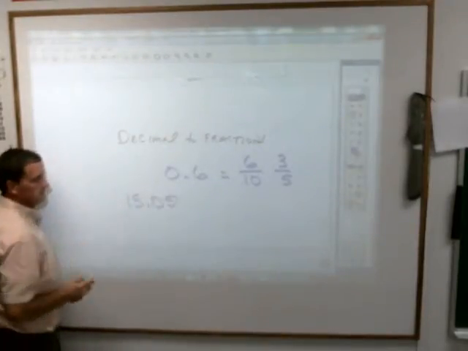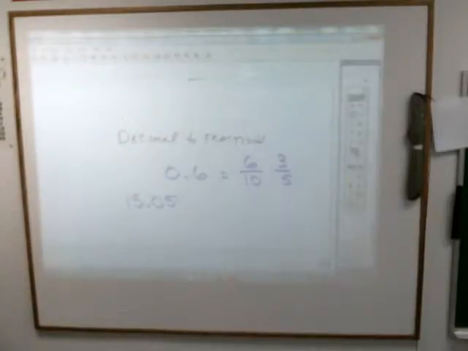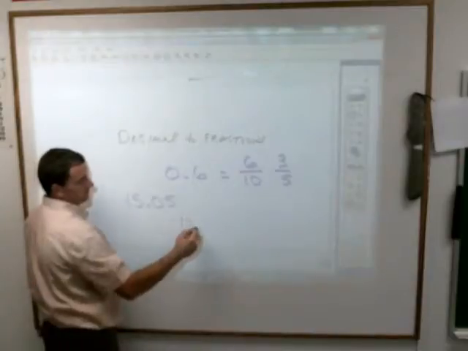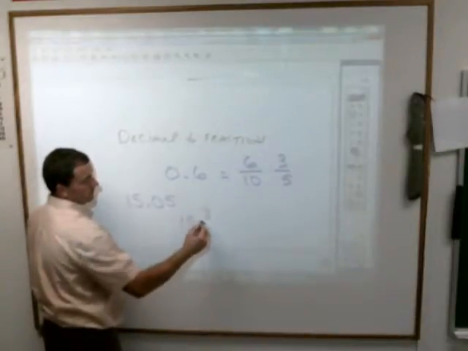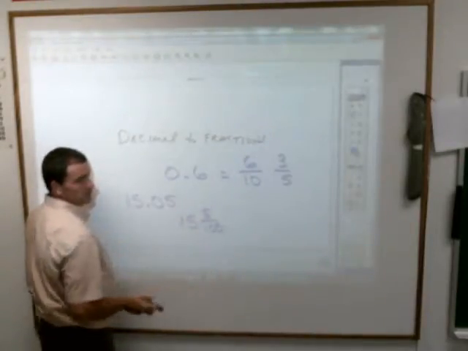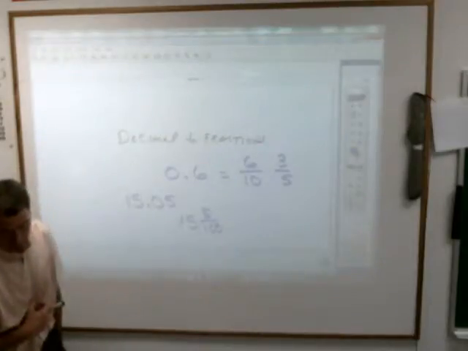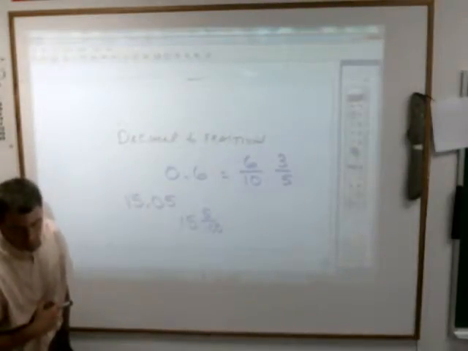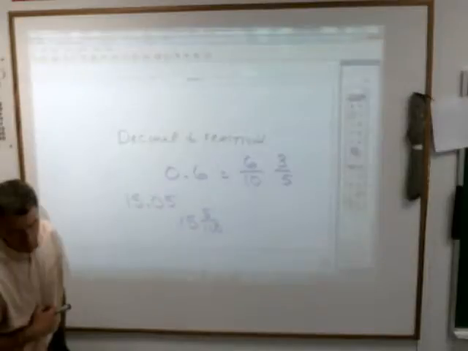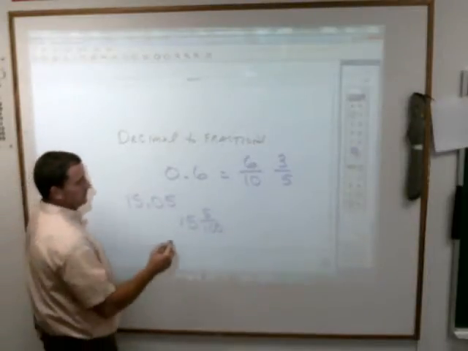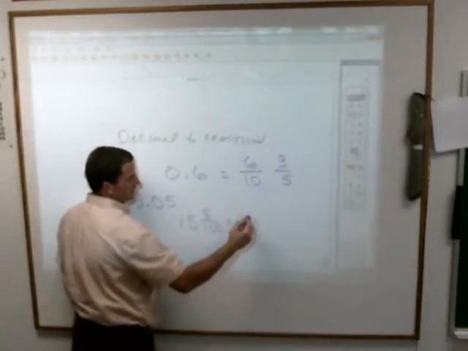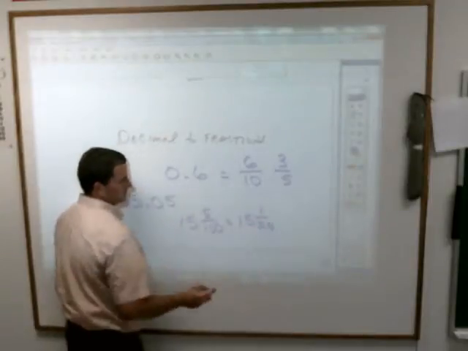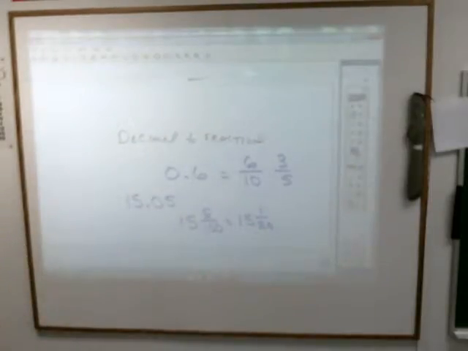15.05. If I said to write that in fractional form, it would be 15 and 5 hundredths. And then you'd have to reduce that 5/100 and make it 1 over 20, so 15 and 1/20. Man, boy, you kids are smarter than the average bear.